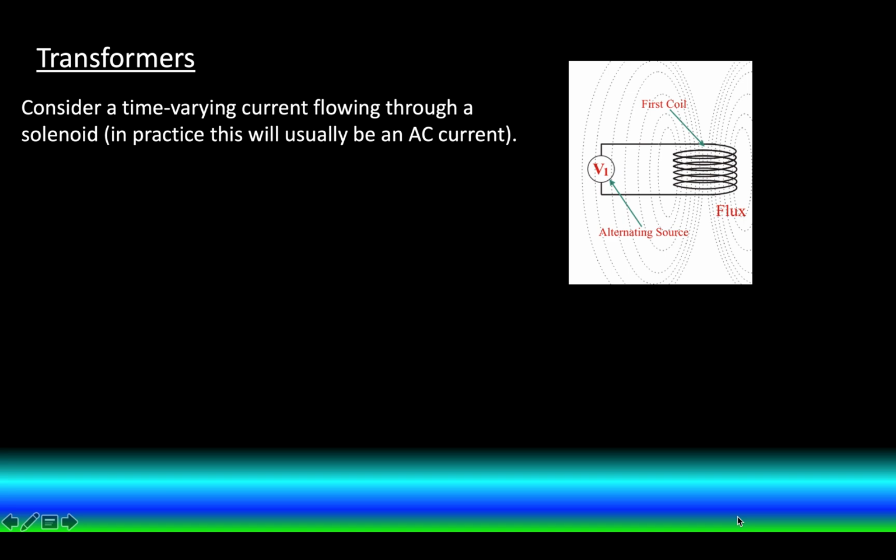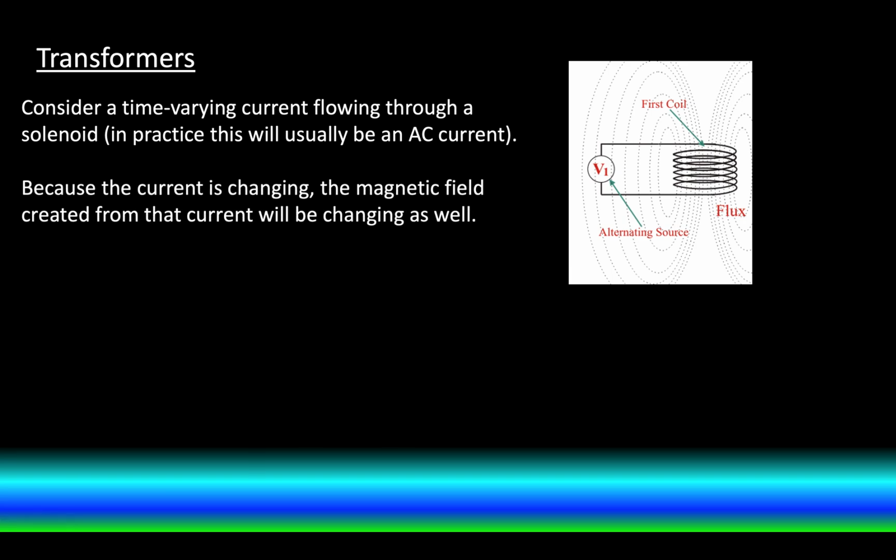So here's a picture of our setup. We have a source that produces AC current, and that electric current will flow through a solenoid. Because we have electric current flowing through a solenoid, there will be a magnetic field produced. The lines of magnetic field are drawn as these thin dashed lines. Because this current is changing with time, the magnetic field produced by the solenoid will change with time as well. Now, these magnetic field lines will fill the space surrounding the solenoid.